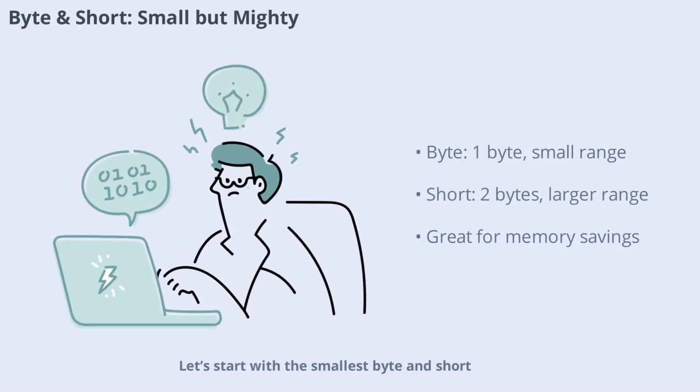Start with the smallest, byte and short. A byte uses just 1 byte of memory and can store values from -128 to 127. It's perfect for things like file processing or when you're working with large arrays of small numbers. Short is slightly bigger, using 2 bytes and storing values from -32,768 to 32,767. These types are rarely used in everyday coding, but they're invaluable when memory is tight or performance is critical. Knowing when to use them can make your code lean and efficient.